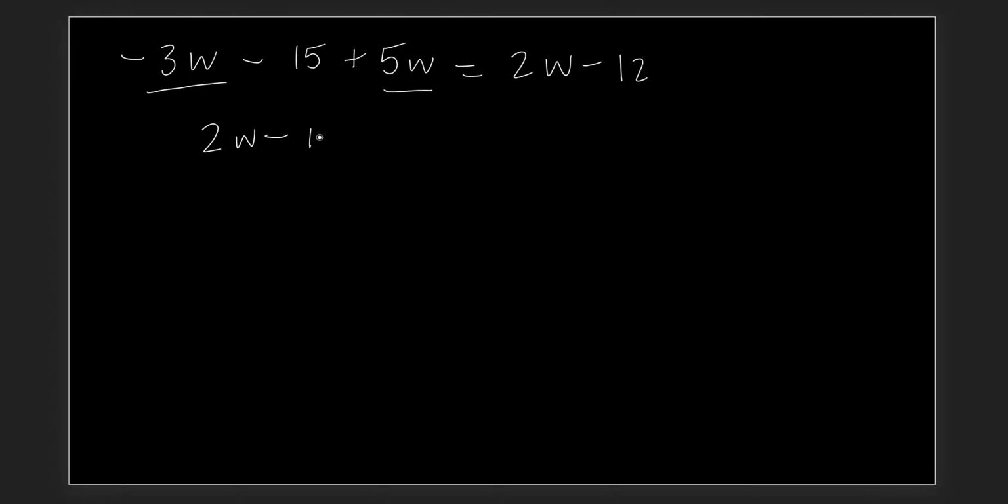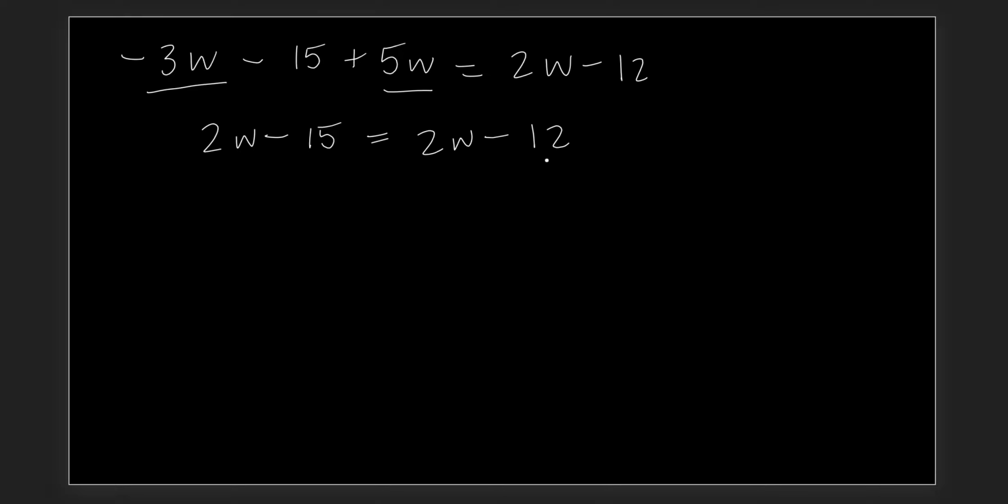So what if we have negative 3w minus 15 plus 5w equals 2w minus 12. So this is what we have. And so we look for like terms on the same side of the equal sign, and here's a couple, and we can combine those. So negative 3w plus 5w, that makes 2w. So we have minus 15 equals 2w minus 12.